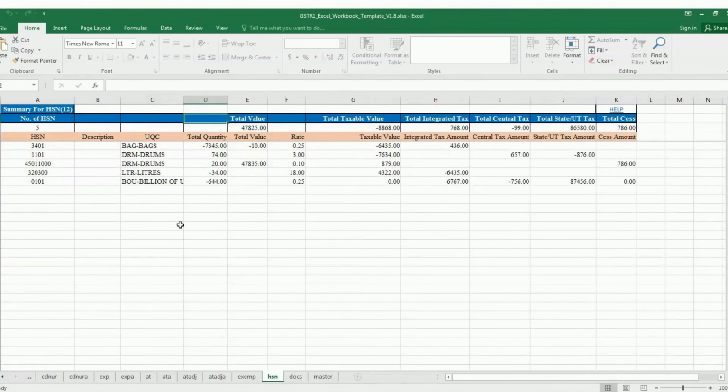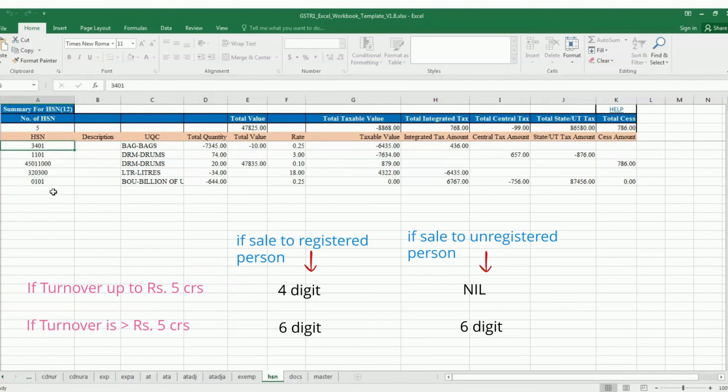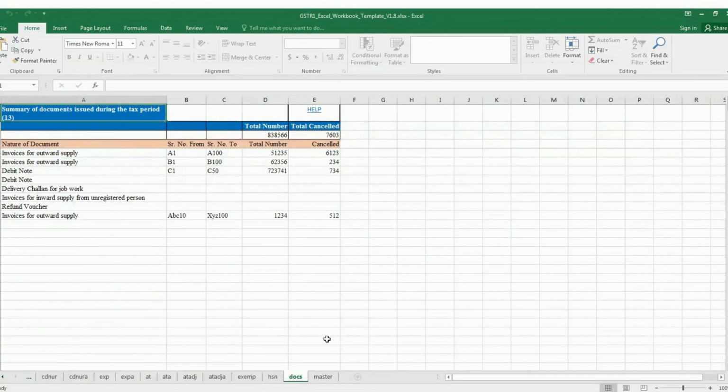The next one is HSN summary. HSN summary is mandatory. If your turnover is up to 5 crore, then a 4-digit HSN code is mandatory. And if turnover is more than 5 crore, then a 6-digit HSN code is mandatory. The next one is document summary. All kinds of documents issued are shown here.